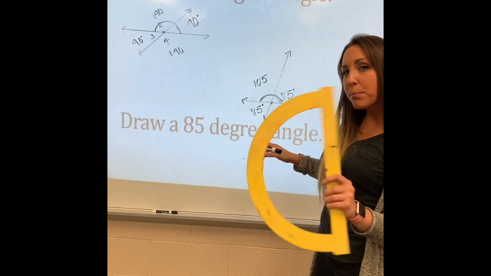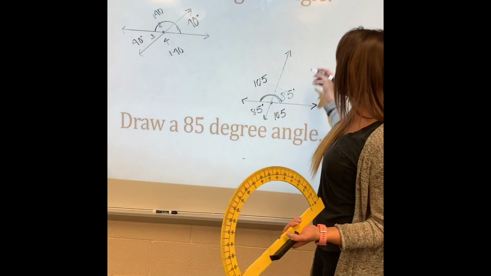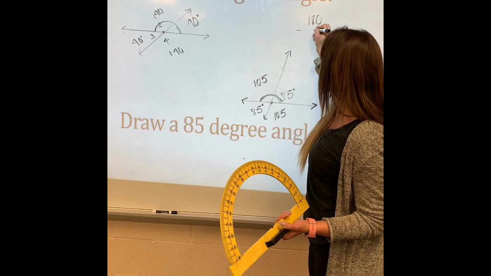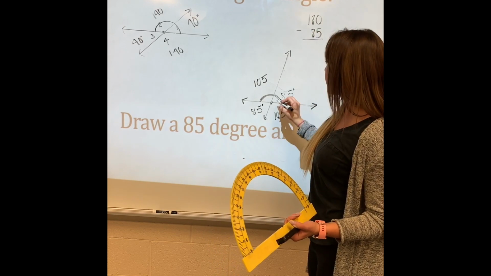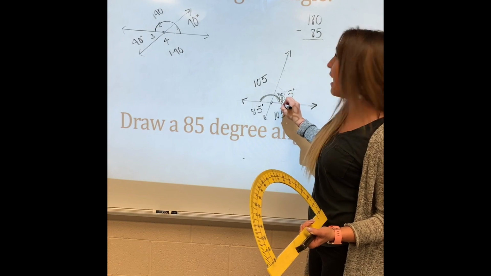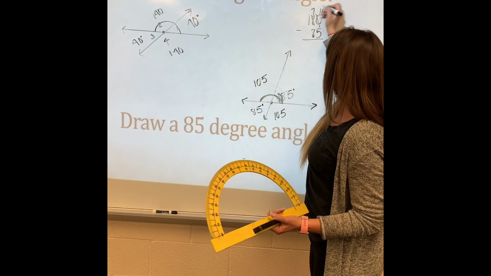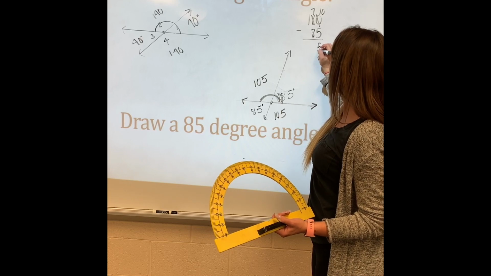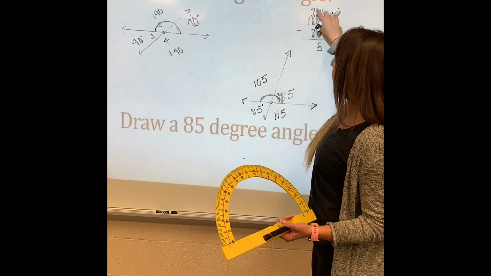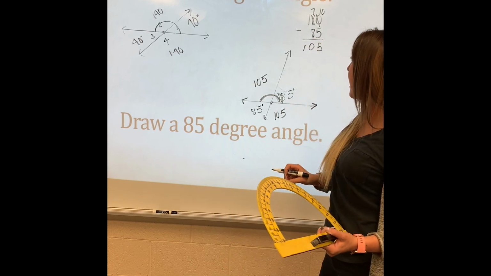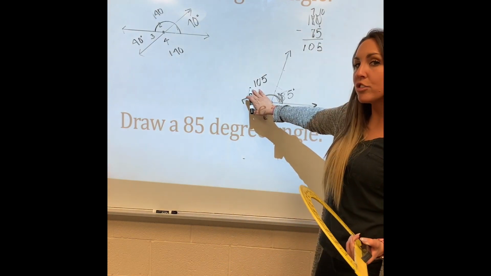If I didn't have my protractor handy in front of me, what I could also do is 180 degrees minus 85, because this part here is 85. So 0 minus 5 I can't do, but 10 minus 5 is 5, and 17 minus 8 is 10. So that leaves me with 105.